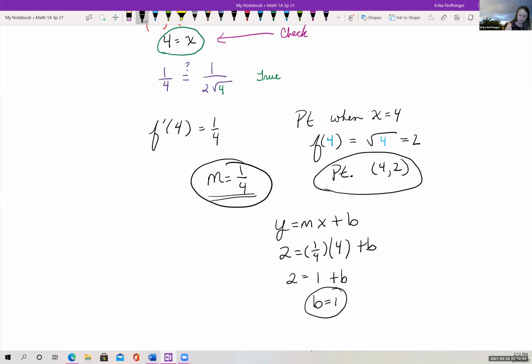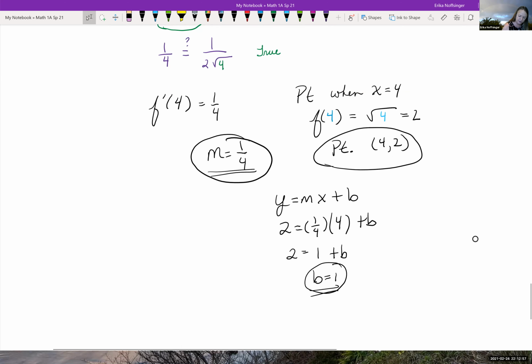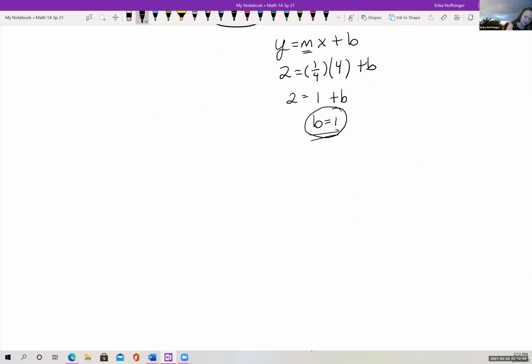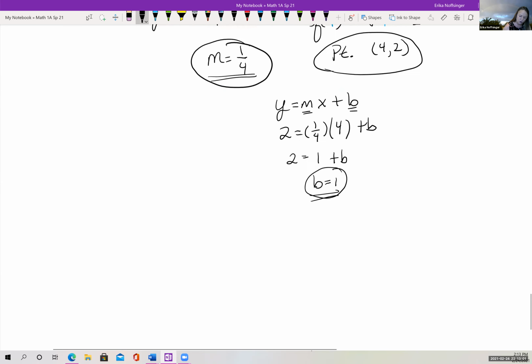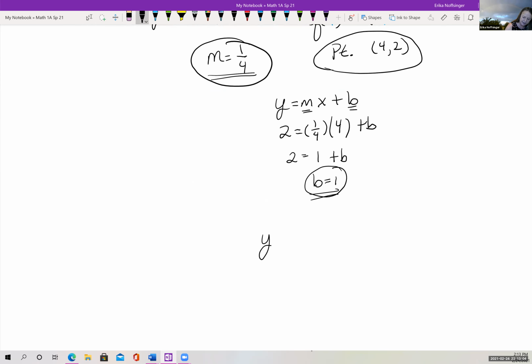So knowing that our slope is a quarter and our y-intercept b is 1, plugging those values back into the slope-intercept form, our equation of the line is going to be y equals a quarter times x plus 1.